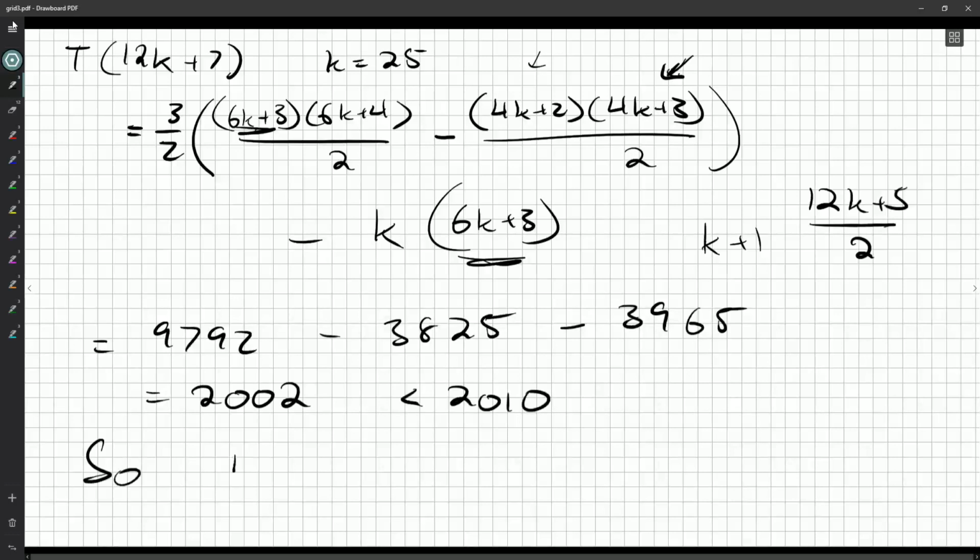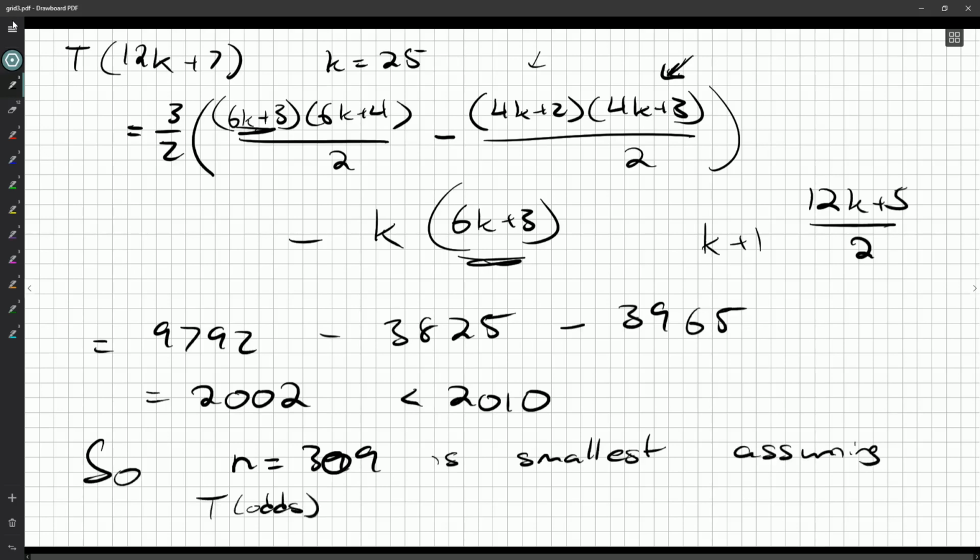So N309, 309 is the smallest, assuming T for odds is never decreasing.